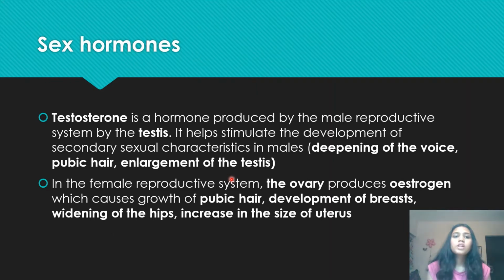And in the female reproductive system, the ovary produces estrogen, which causes the development of secondary sexual characteristics in females, which is basically the growth of pubic hair, the development of breasts, the widening of hips, and increasing the size of the uterus. Okay, so that's pretty much it. You probably know this already. You're a teenager, you're probably seeing this happening around you and within you. So it's not new.